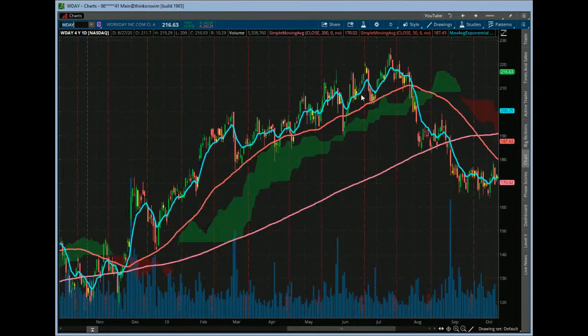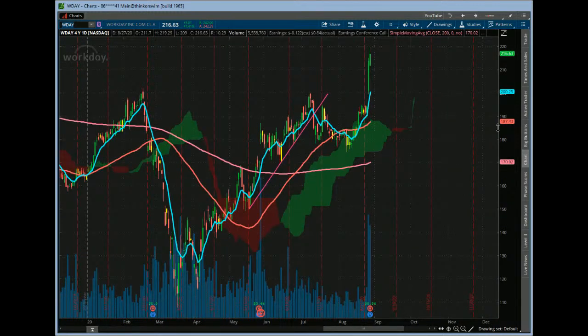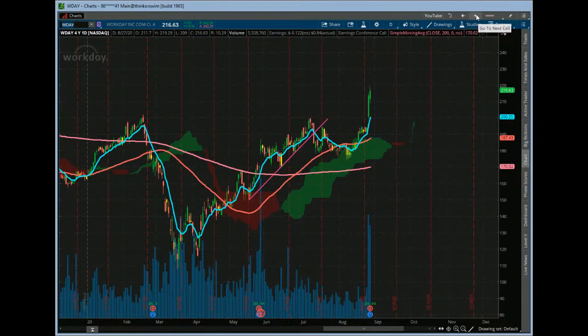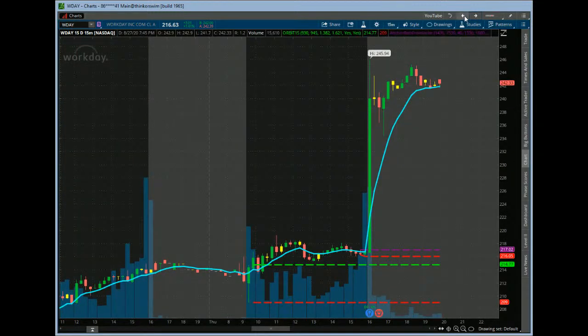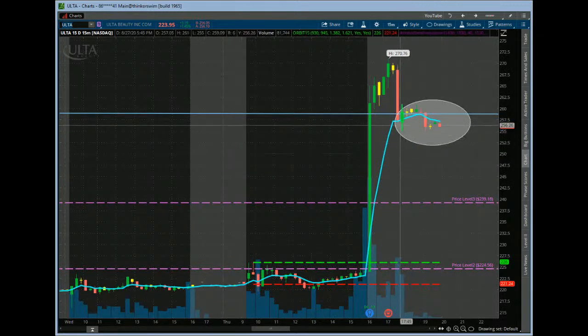Again, W Day's up to 242. Definitely on the gap and go radar tomorrow, so that's definitely one to keep an eye on there. Holding up really, really nicely after hours on Workday, and of course Ulta as well. We talked about that a little bit ago. W Day has a real good chance of a gap and go tomorrow.